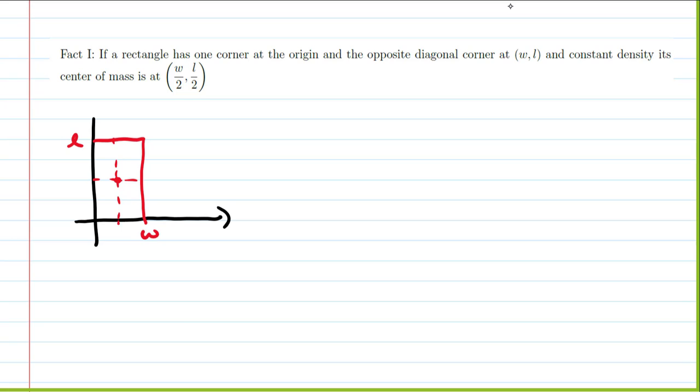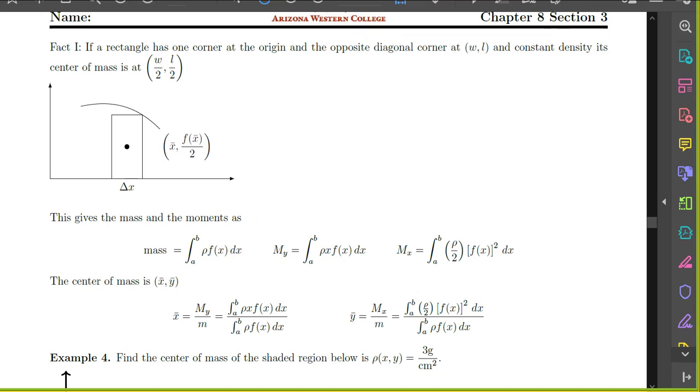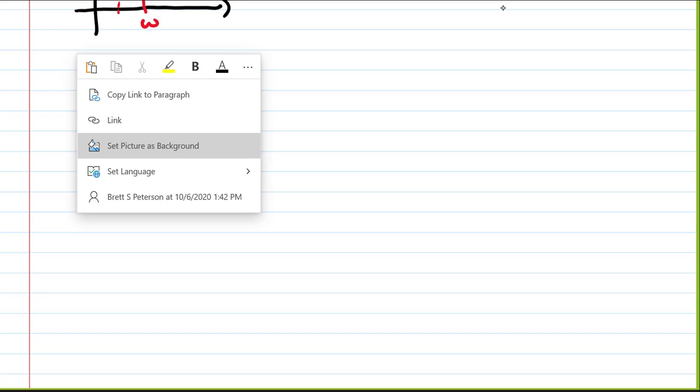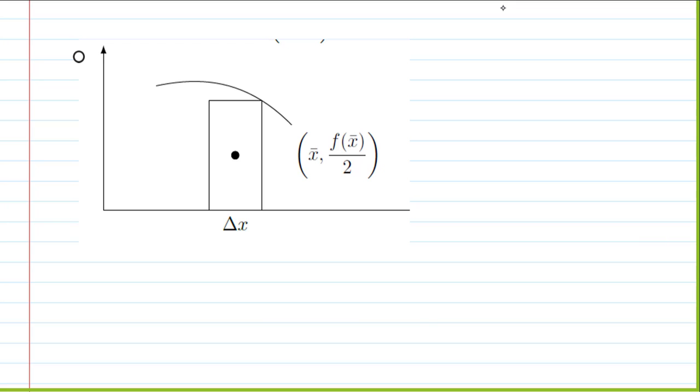So we've got something that looks like this, and now we want to figure out how we can use that to bootstrap up to a general curve. Well, if we know how to find the center of mass of one rectangle, and we want to find the center of mass of some curve, something that looks like this, right? The idea then is we can use an integral. So if we were going to do that for each approximating rectangle, we could come up with our center of mass.